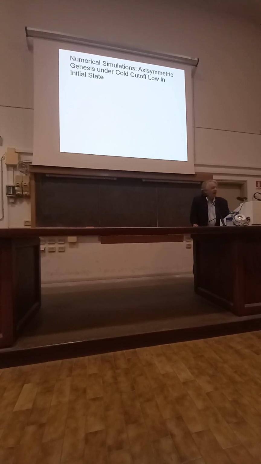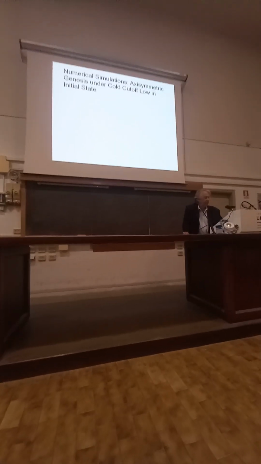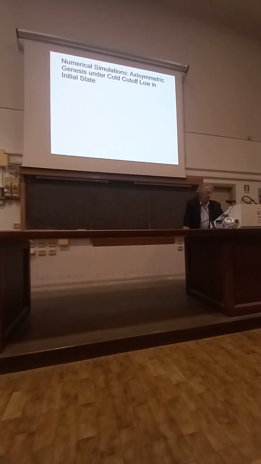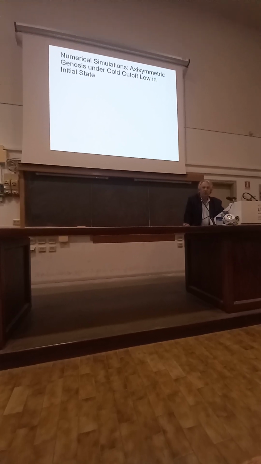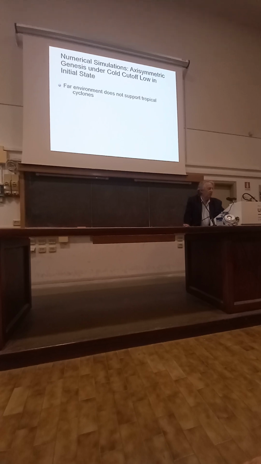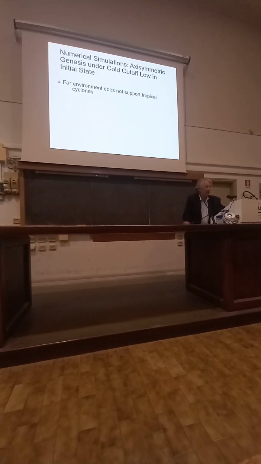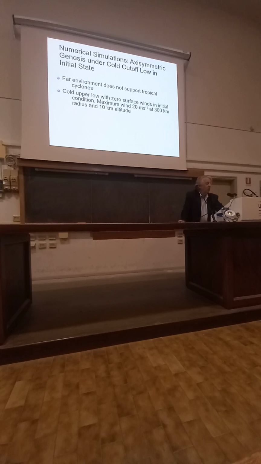Okay. We have, in fact, some time ago simulated these storms numerically with a model that is axisymmetric. And so we insert the cutoff low in the initial condition into an atmosphere that has no potential intensity to start with. Insert a typical cutoff low. So the initial environment, and indeed the far boundary, doesn't support any kind of surface flux-driven cyclone. We insert a cold upper low with no surface winds initially, with a maximum wind speed of 20 meters per second. Fairly weak, actually, for a wintertime cutoff low.